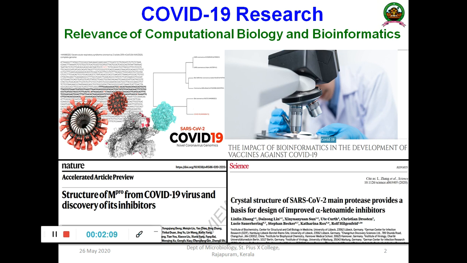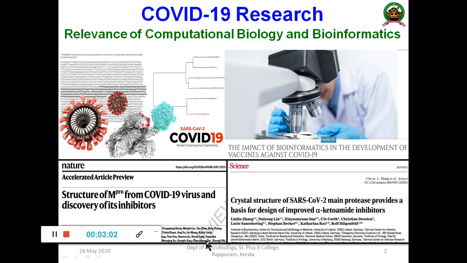As per today's statistics, India is now in 10th position with 1.45 lakh confirmed cases and 4,167 deaths. And there are a lot of companies at an international level trying to develop vaccines, even some antibodies and lead molecules to combat COVID-19. If you look at this scenario, one of the most important areas playing a role in drug discovery for COVID-19 is computational biology and bioinformatics.